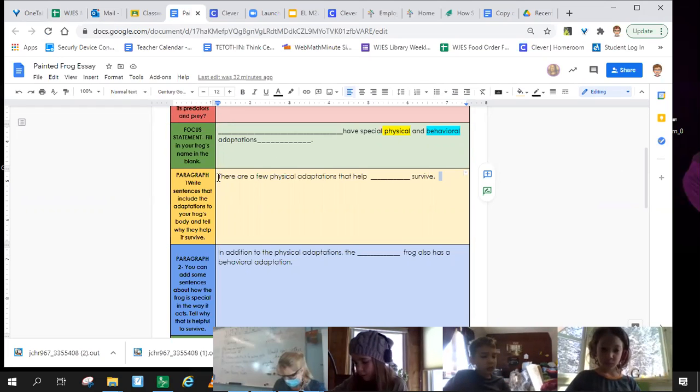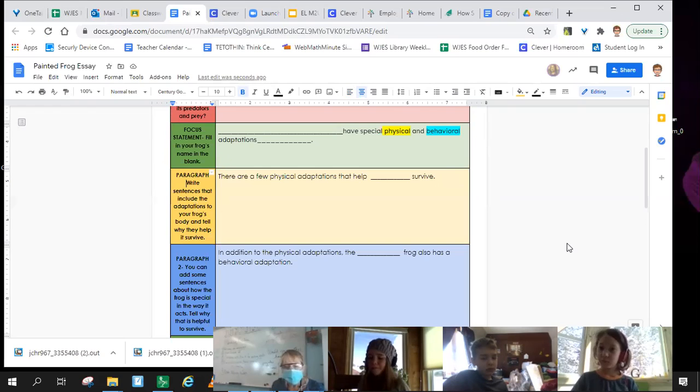And if you forget what goes in the yellow, guess what? Mrs. Harrison left a clue in here, right? It was trying to make me number things. Write sentences that include the adaptations to your frog's body and tell why they help it survive. So, yeah, you can delete them. It doesn't matter. You're just typing in the other section, really.